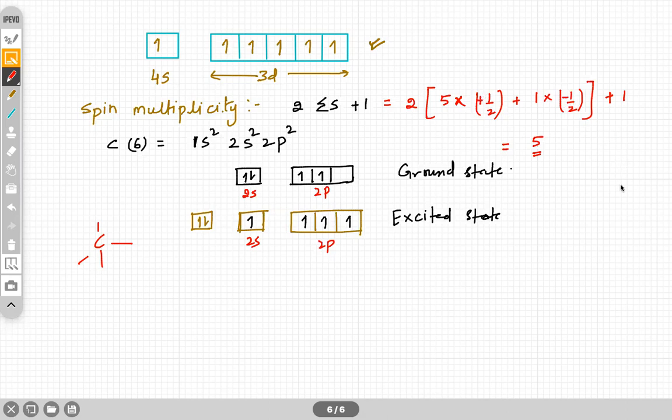This is the formula we have used, you see. Five clockwise orientation, five into plus half, one anti-clockwise orientation, one into minus half, plus one into two gives you this. Yes, but spin multiplicity, we do not count only for unpaired electrons. These electrons also we have to consider.